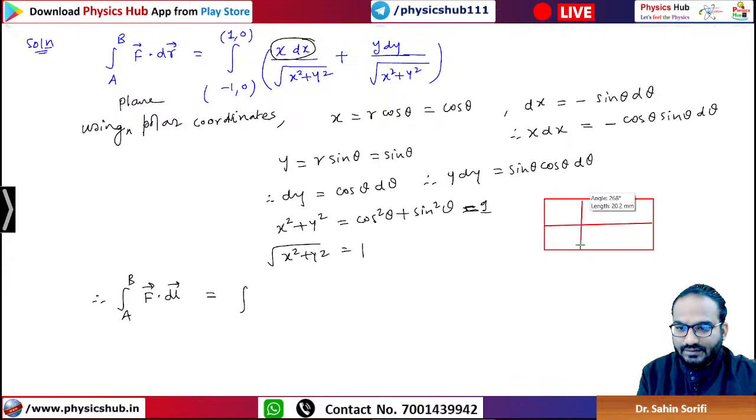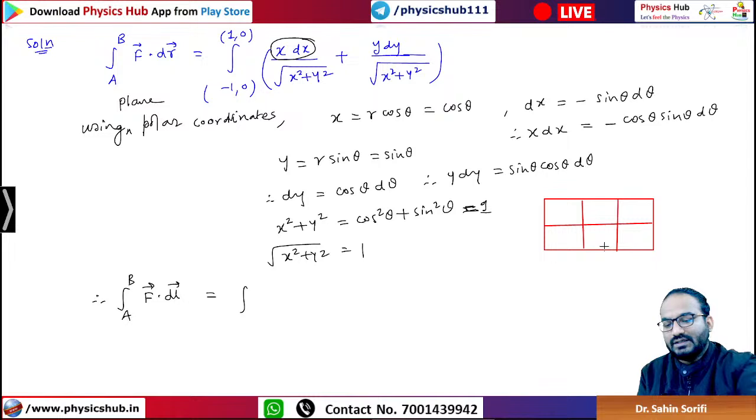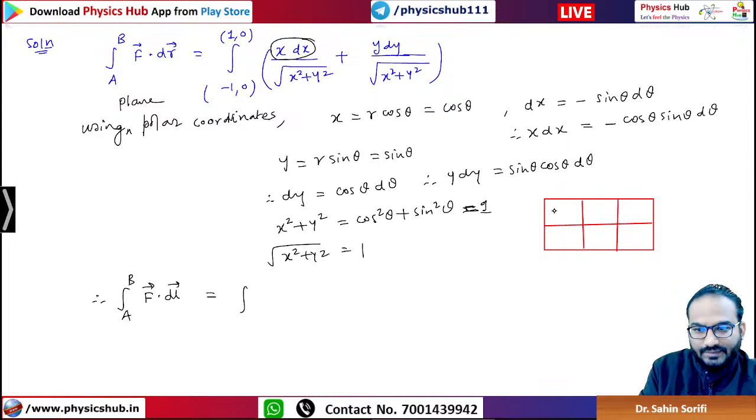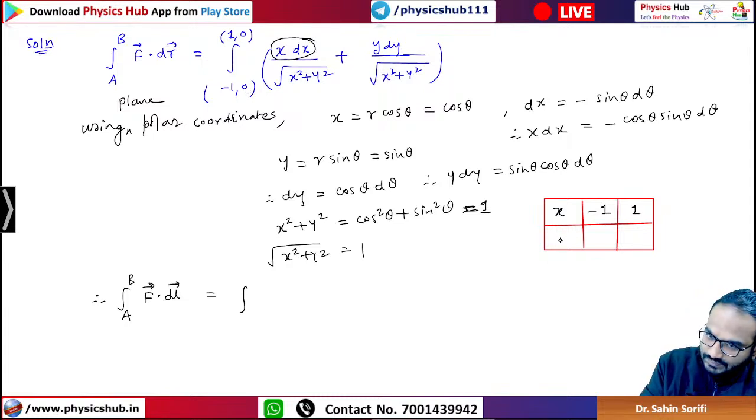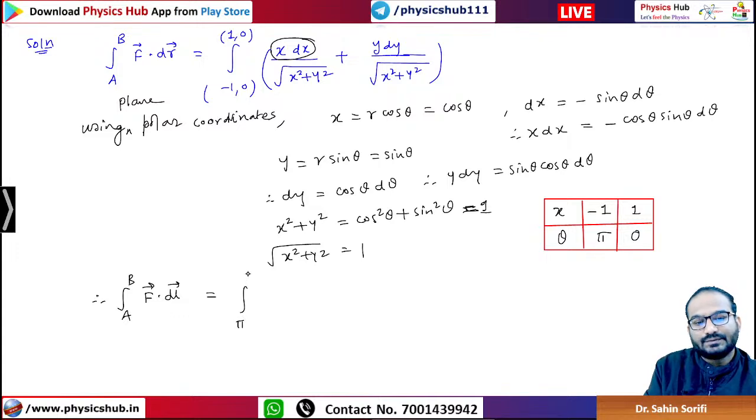So let's calculate it. Previously, what was the limit of x? The limit of x was minus 1 to plus 1, and y is 0. Sorry, what is the value of theta? If you consider this one, x is equal to minus 1. So for what value of theta is cos theta minus 1? That is pi. And for 1 it is 0. So it is nothing but pi to 0.